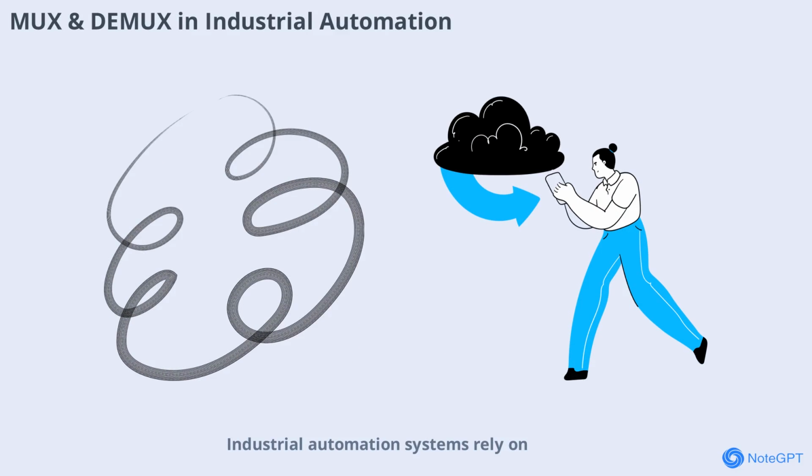Industrial automation systems rely on multiplexers and demultiplexers to control machinery, monitor sensors, and manage data flow. These devices help factories operate more efficiently by streamlining communication and reducing the need for extensive wiring.